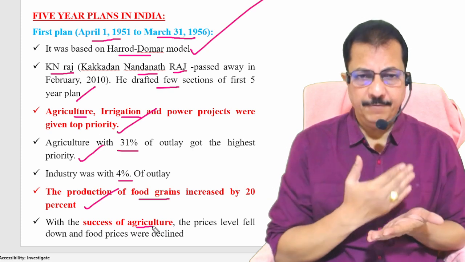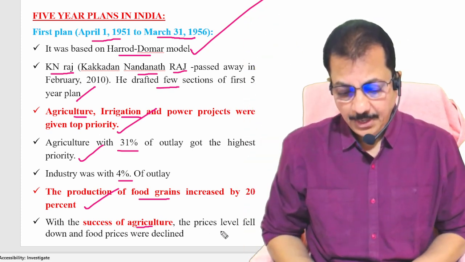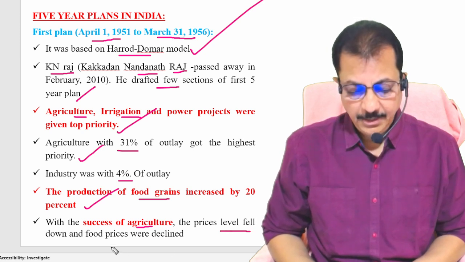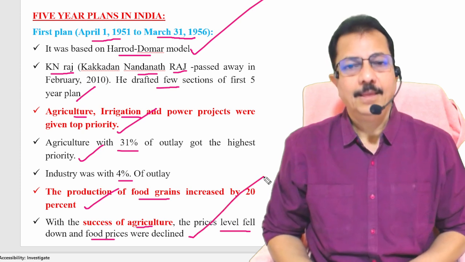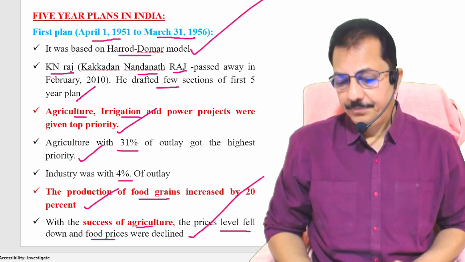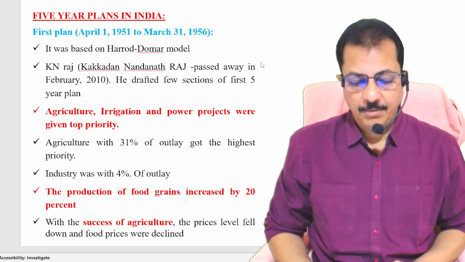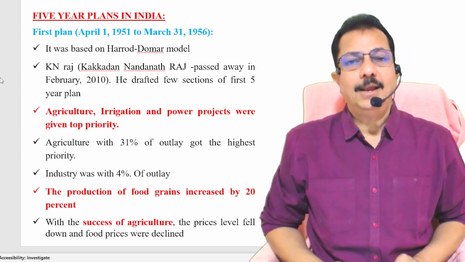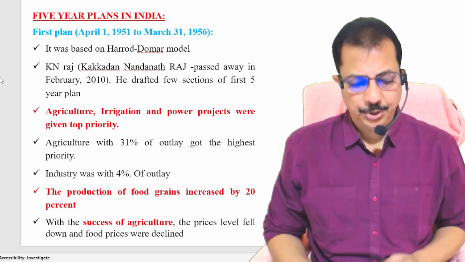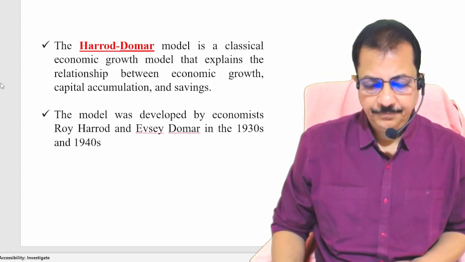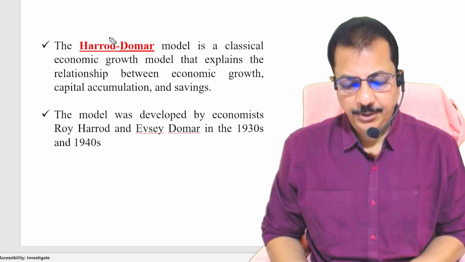Clear? So luckily everything went on well, our agriculture was a success, and the price level fell, and food prices declined. Can you please tell me what happened here? The prices of the food grains have come down. Why have the prices come down? It is because of the higher food grain production. Clear? Next.